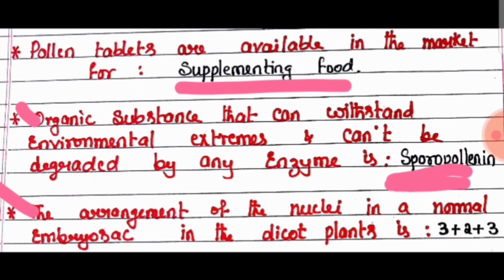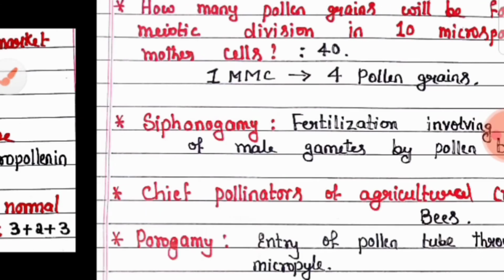The arrangement of nuclei in the normal embryo sac in a dicot plant is 3+2+3. Three antipodals, 2 central cell nuclei, and 3 are egg apparatus.